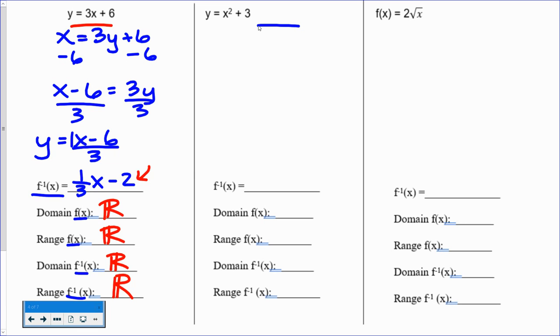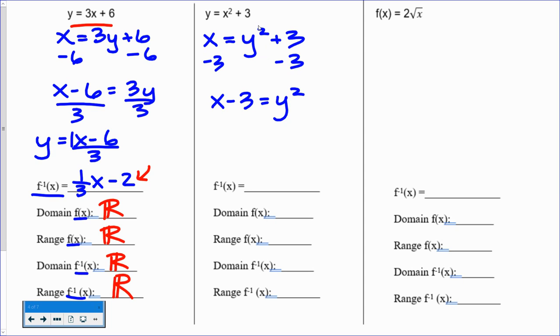Now with my next example, it'll be slightly more interesting. Let's go ahead and find that inverse. So if I switch my input and output, then I will take away 3. So x minus 3 would equal y squared. And then to get the y all by itself, I will take the square root.